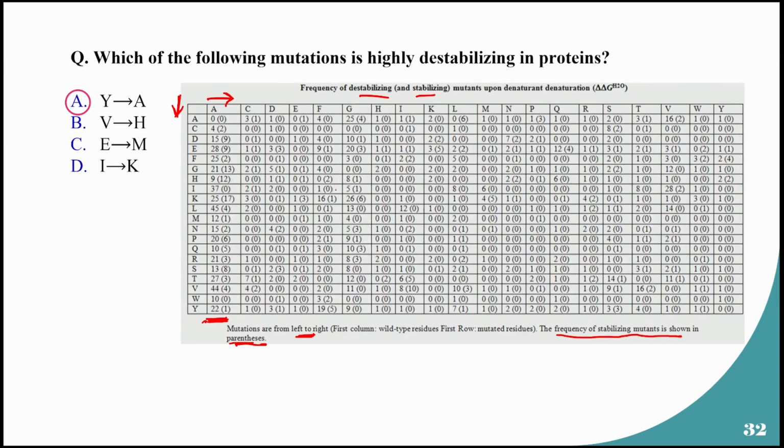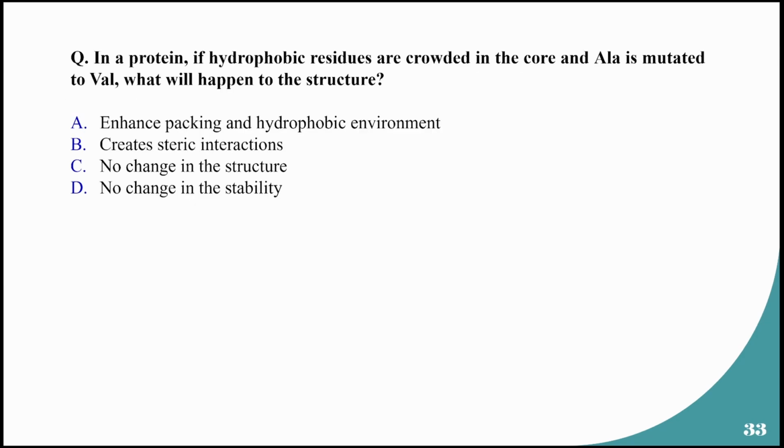From this, if you calculate the other options, valine to histidine, we'll find this one. One destabilizing, zero stabilizing, right? E2M, you can also see in this value, again 0, 1. And isoleucine to lysine, which is 0, 0. So they didn't find any changes in this pattern, destabilizing or stabilizing.